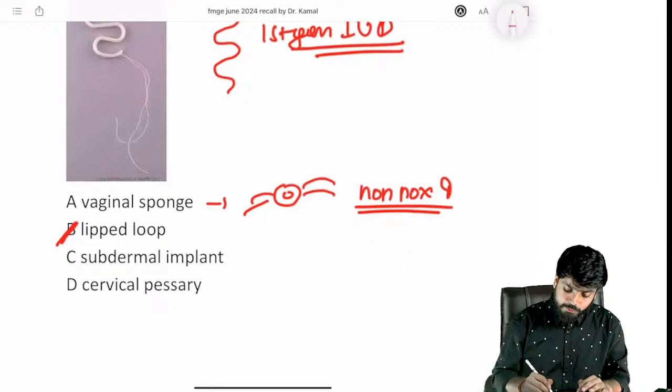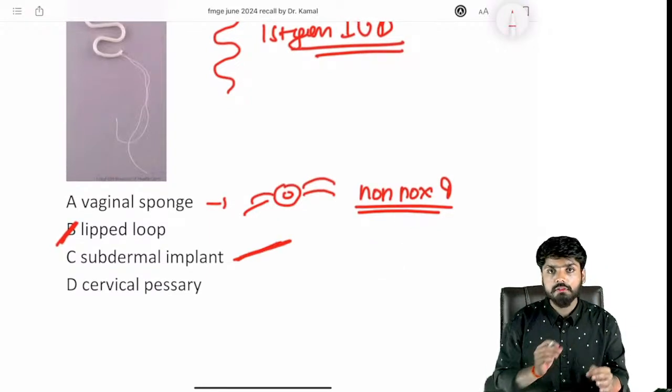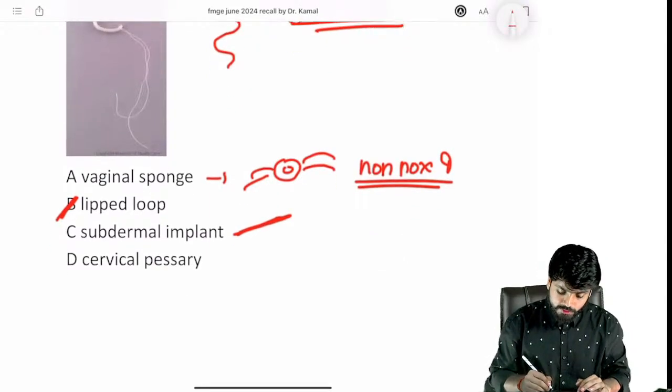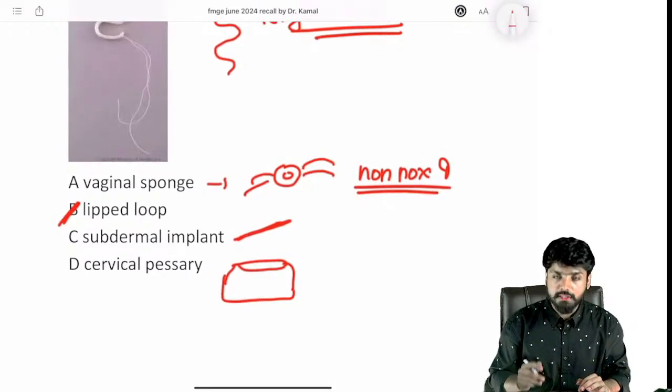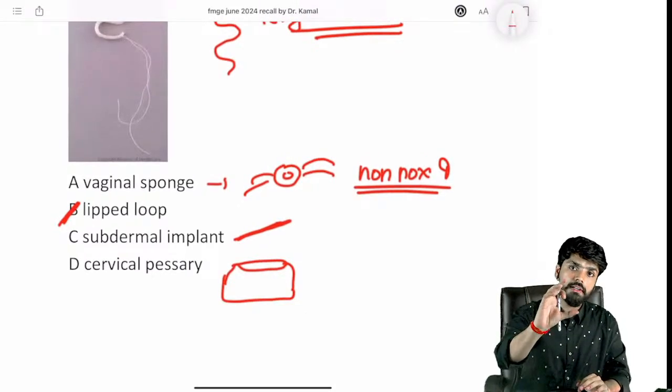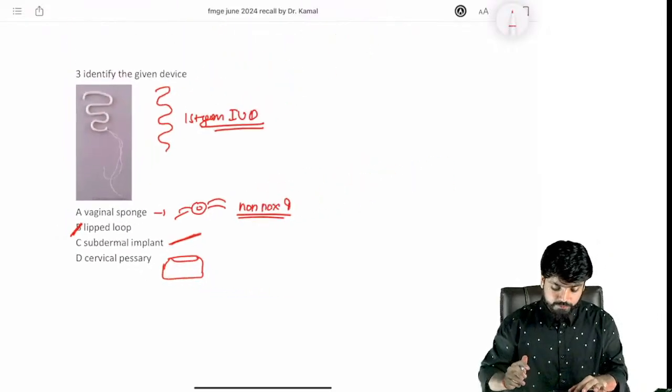Okay. Subdermal implants look like this, sticks, which are placed subdermally. A cervical pessary, cervical pessary usually looks like this. It's a cup-like thing that is inserted and put over the cervix.